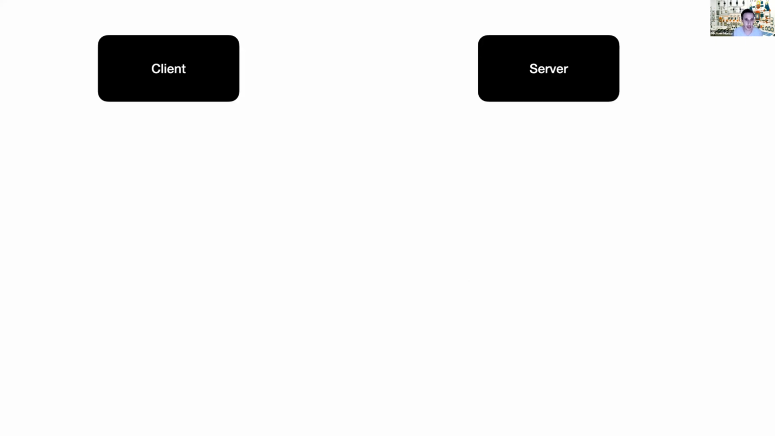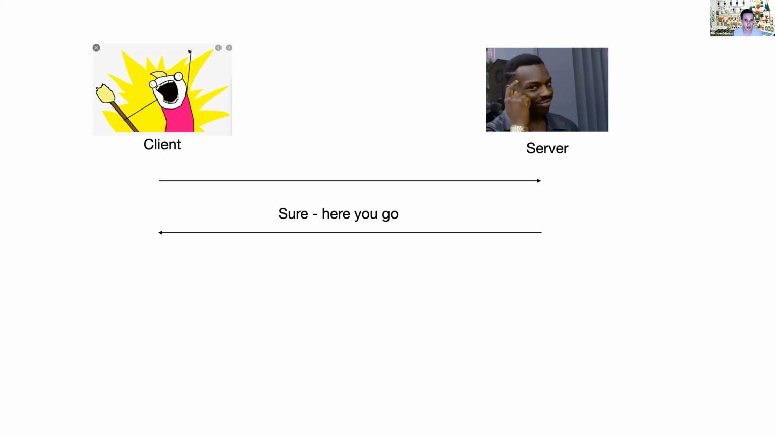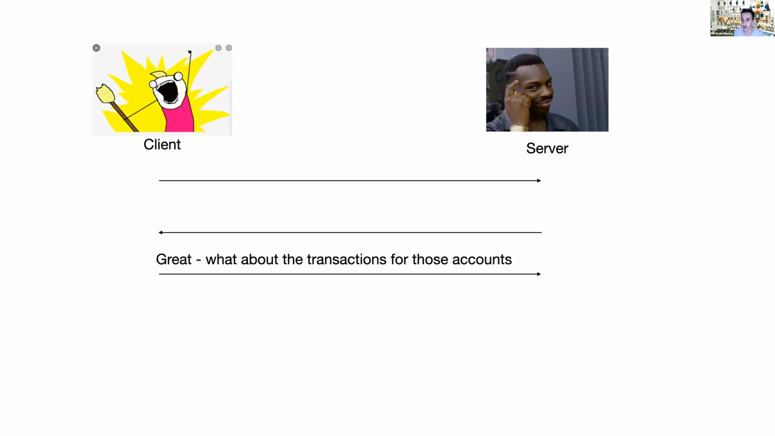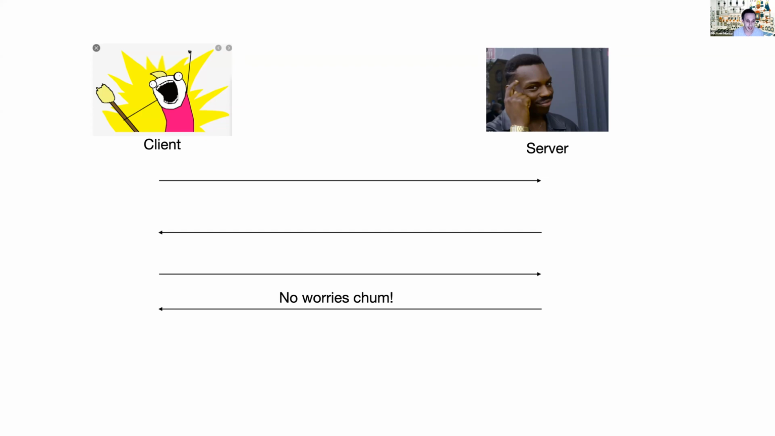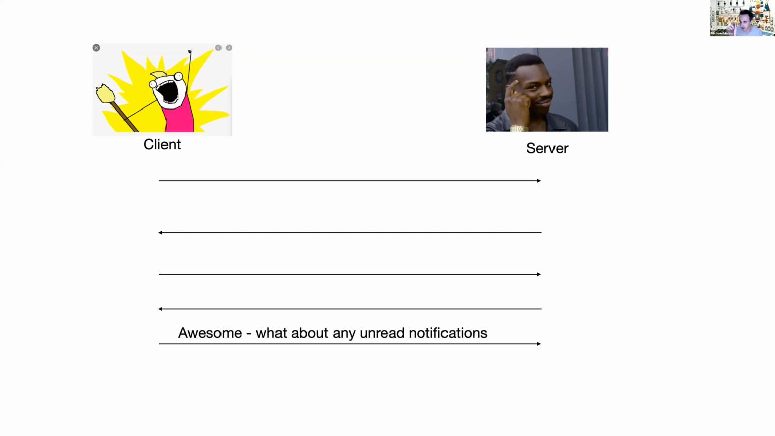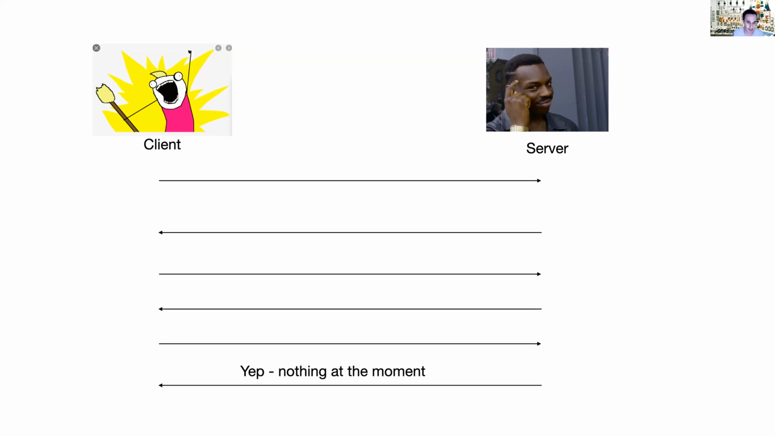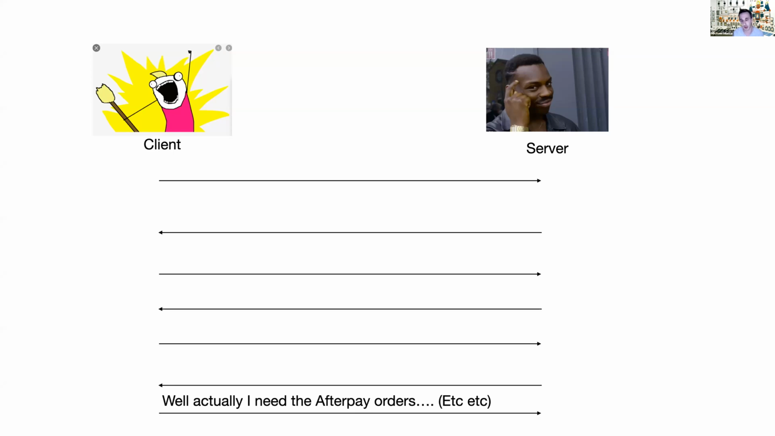So if I take a client-server relationship, we have someone who wants all the things and a server that's like, I know things. I build banking applications, building a banking application at the moment. And typically you run into a request flow like this. The client's like, oh, I would like my accounts, please. Sure, here you go. There's your accounts. Enjoy those fresh accounts. Great. What about the transactions for those accounts? Well, no worries, chum. Awesome. What about any unread notifications, so I can render that sweet little badge or something? Yeah, nothing at the moment. Great. Well, in the context of Afterpay, we'd also need Afterpay orders and et cetera, et cetera. And anyway, you end up with this cascading waterfall of network calls.